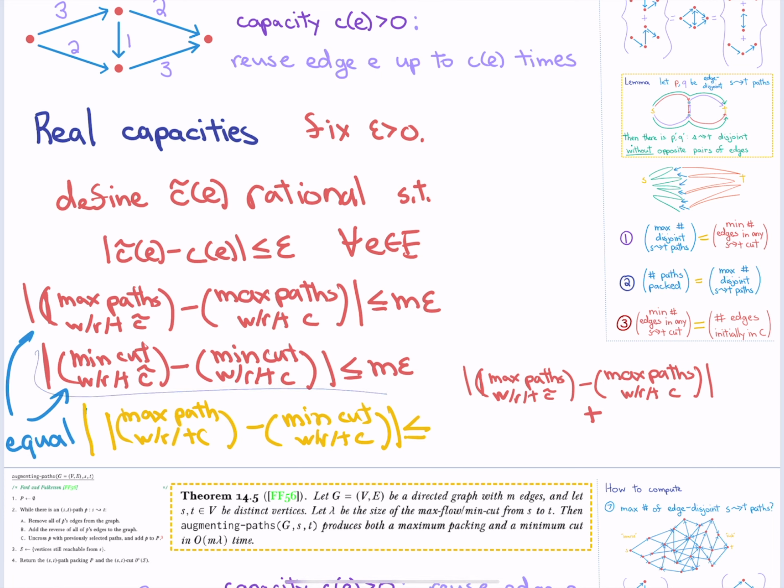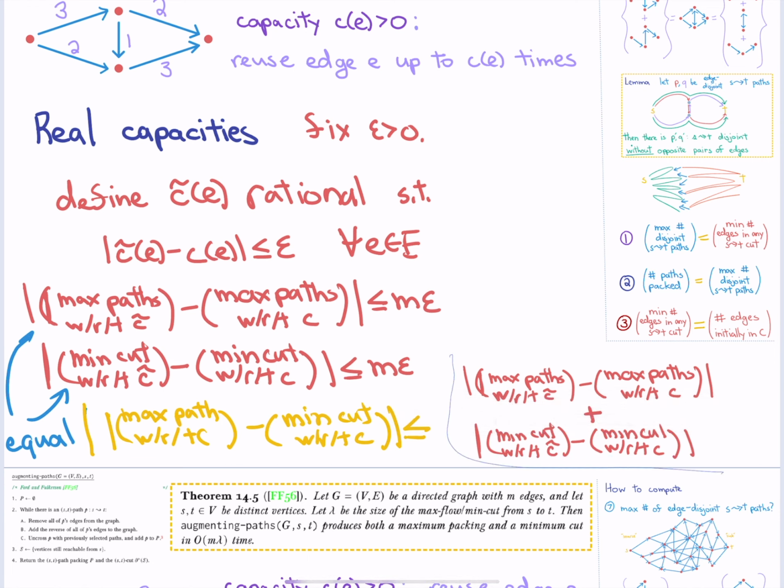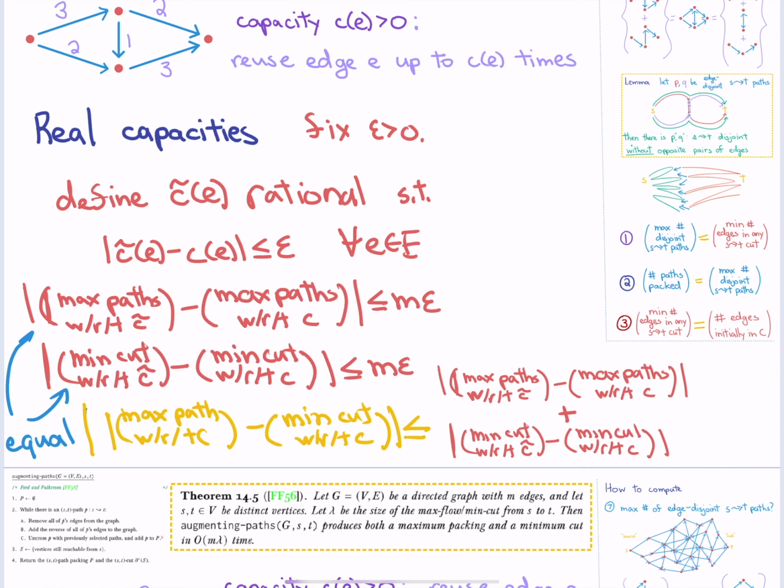And we'll also get this quantity. Something like that. So I can add and subtract the min cut with respect to C tilde and the max path with respect to C tilde because they're equal. Okay. So I'm running out of space, and this will be at most 2 m epsilon.